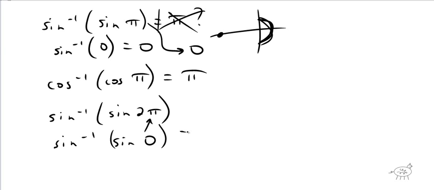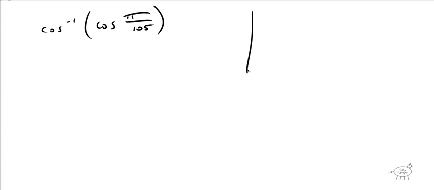Alright, so my answer is 0. Okay, let's do a few more here. How about inverse cosine of the cosine of pi over 105? Oh, that's easy. Is that in range? Sure is.